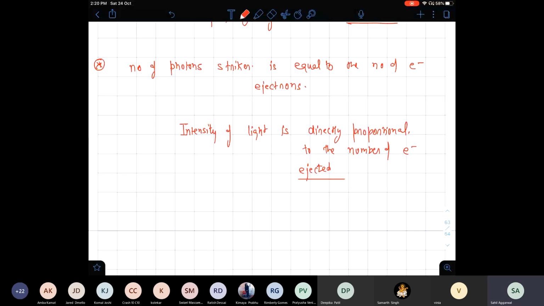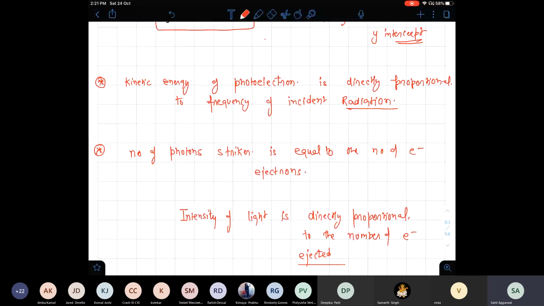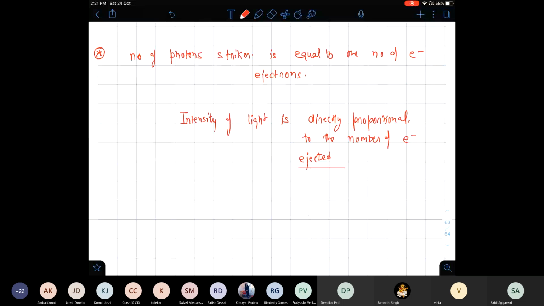Understood? The more the intensity of light, the more will be the number of electrons ejected. And kinetic energy depends upon the frequency of incident radiation. Understood?